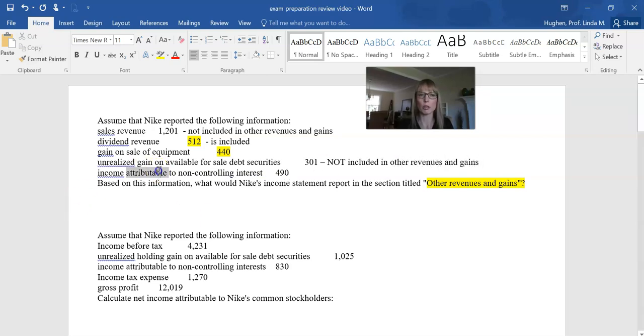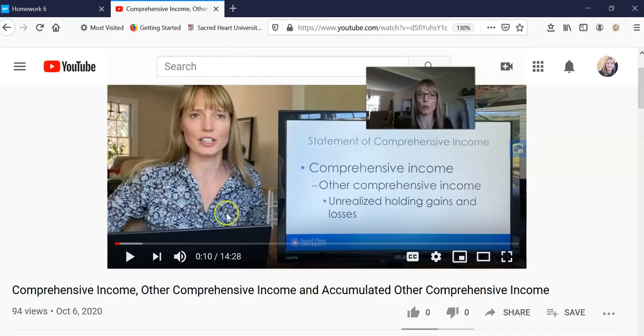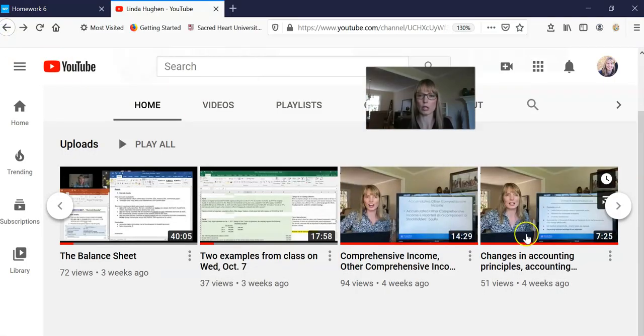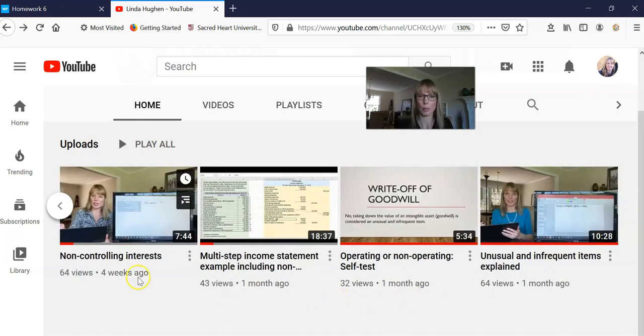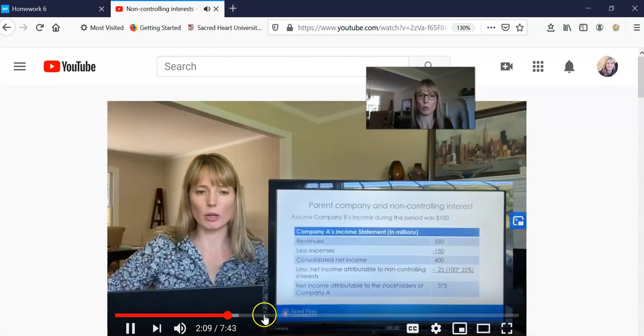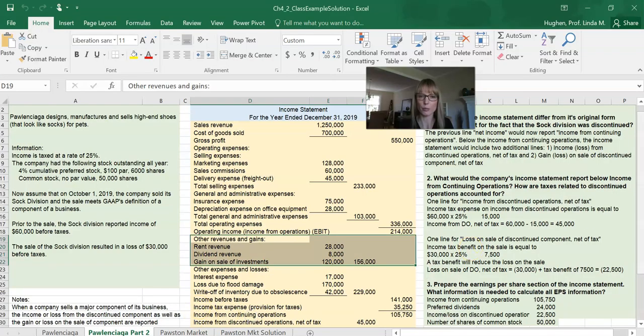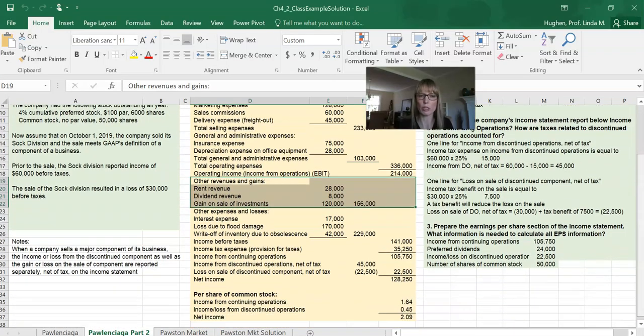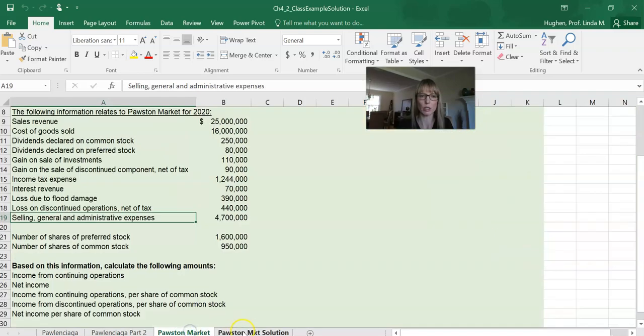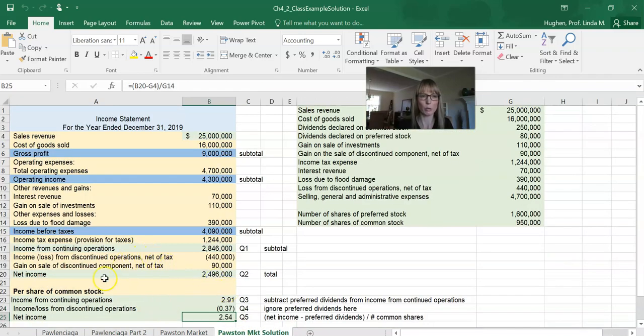And how about income attributable to the non-controlling interest? Well, where did we learn about the income attributable to non-controlling interest? That's here in this non-controlling interest video. Welcome back to where we're walking through where would we see income attributable to non-controlling interest. We see it here. Below the net income, we see subtract out net income attributable to non-controlling interests. Where have we seen that in class? Let's see, chapter 4_2, we did not get to that. Second example, Boston Market, we did not get to that.